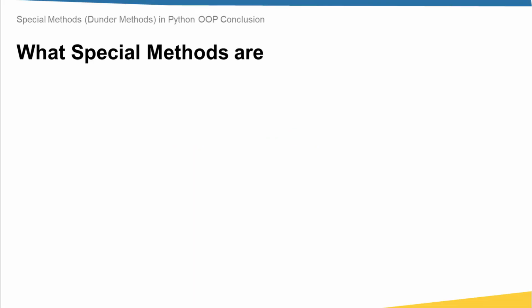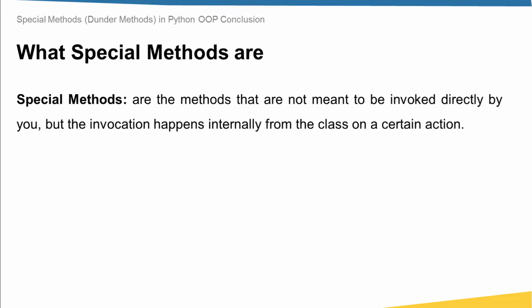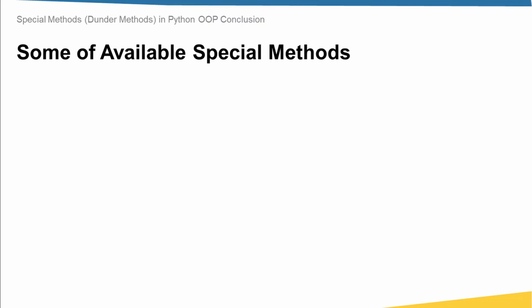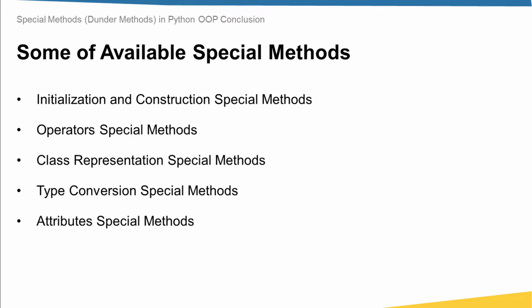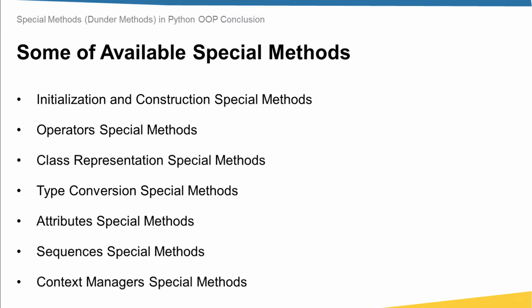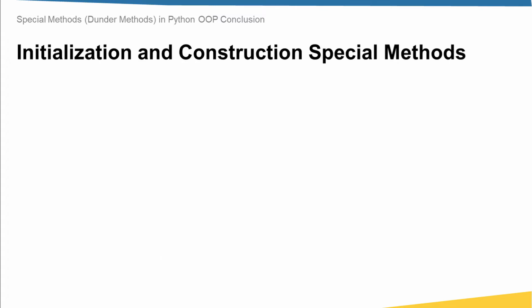In the beginning of this section, I started by defining what special methods are. We have seen that these methods are not meant to be invoked directly, but usually the invocation happens internally from the class on a certain action, like for example, using one of the operators with objects from your class. After that, we have seen some of the available types of these special methods, like for example, initialization and construction, operators, class representation, type conversion, attributes, sequences, and context managers. Next, we started to learn about each one of these special methods types in detail.